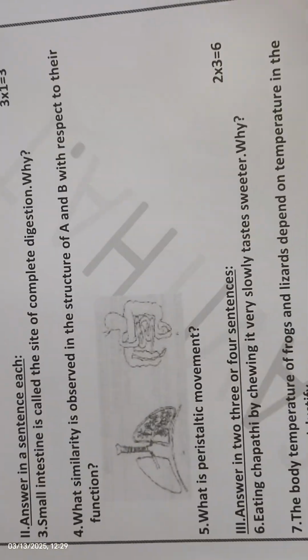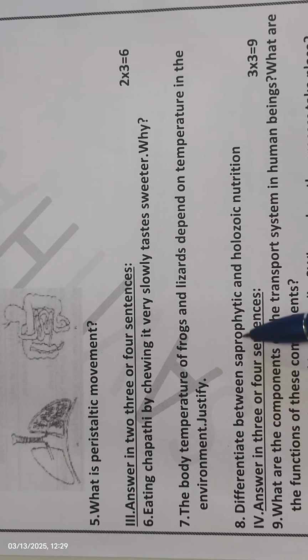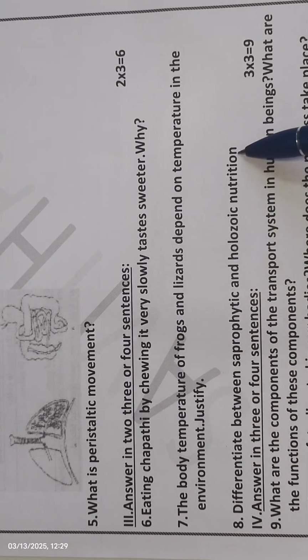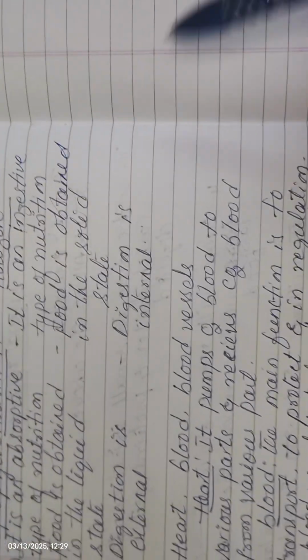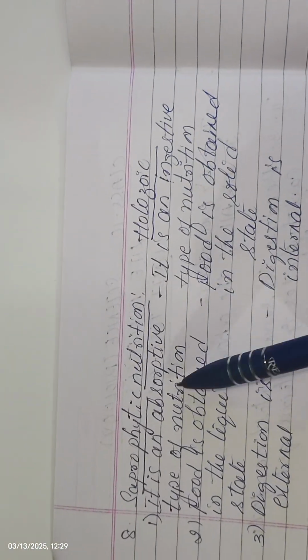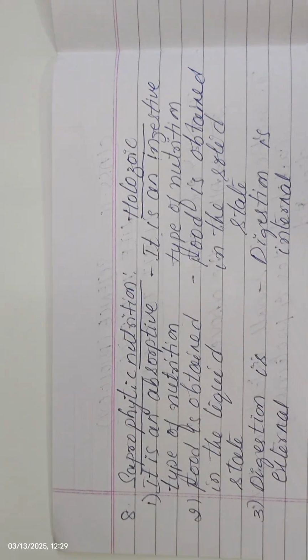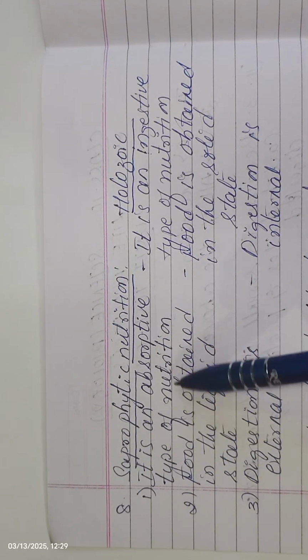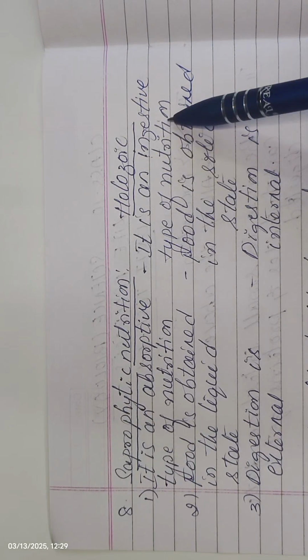Next question. Question number 8. Differentiate between saprophytic and holozoic nutrition. So we'll see what is saprophytic nutrition and holozoic nutrition. Saprophytic nutrition is an absorptive type of nutrition. Holozoic nutrition is an ingestive type of nutrition.